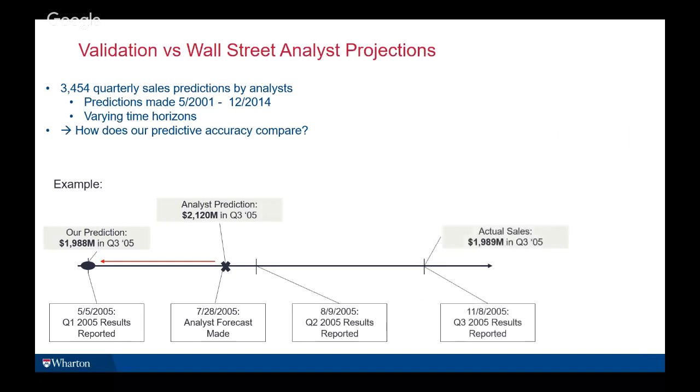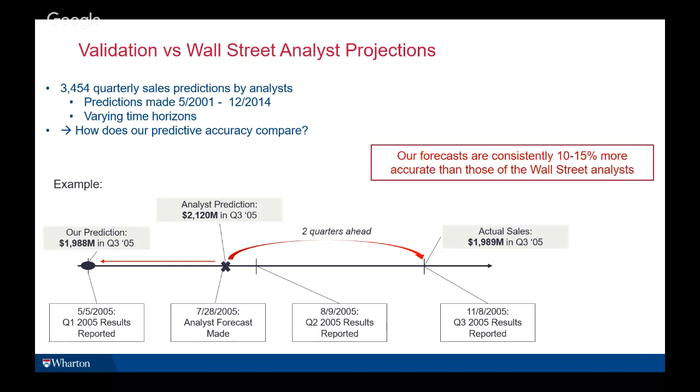So fast forward to Q3. Lo and behold, the company actually earns almost exactly the same amount of revenues as what we had forecast. Obviously, this is a tremendously cherry-picked example, but if we were to average across all 3,500 forecasts, our forecasts were about 10 to 15% more accurate than those of the analysts, very consistently. And we've run a number of robustness checks, both in terms of the error metric that we used and in terms of the period that's being analyzed. And the gains held up. So again, we feel very good about our ability to validate our revenue projections and that this model is actually adding incremental value.